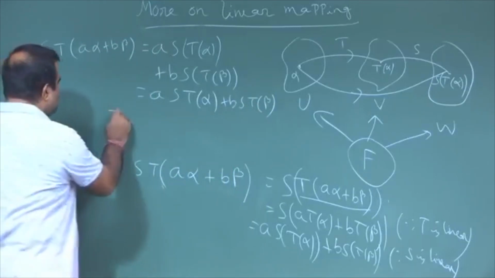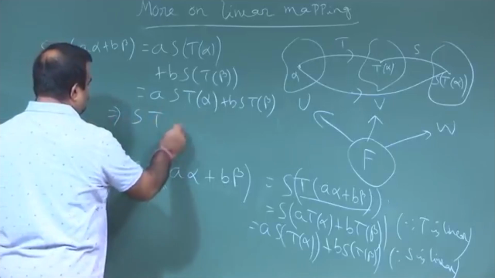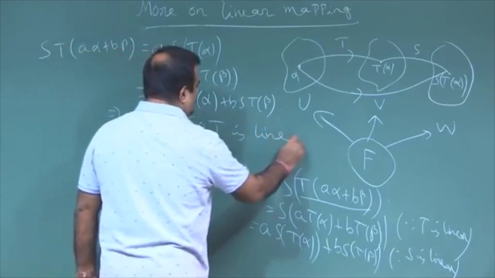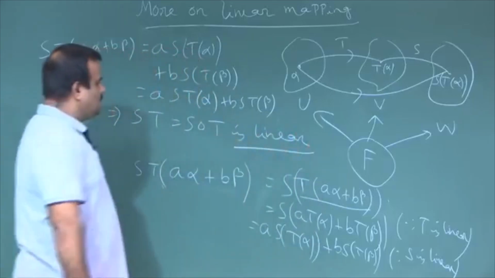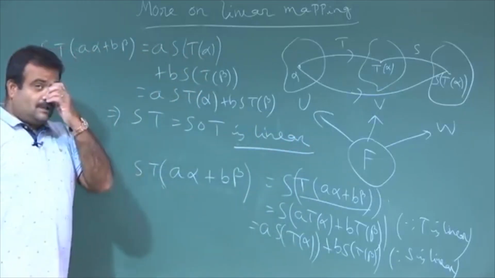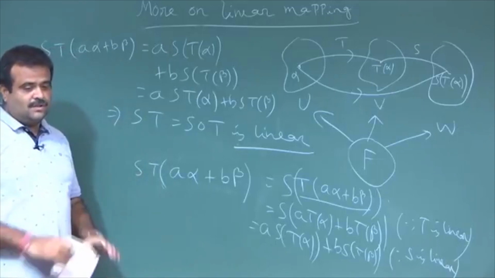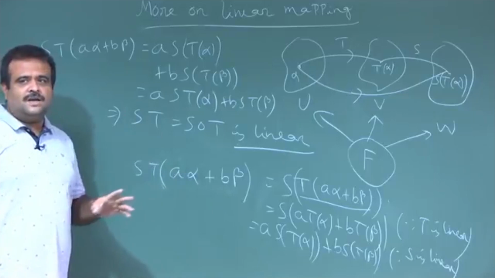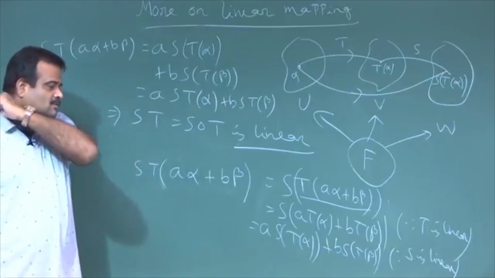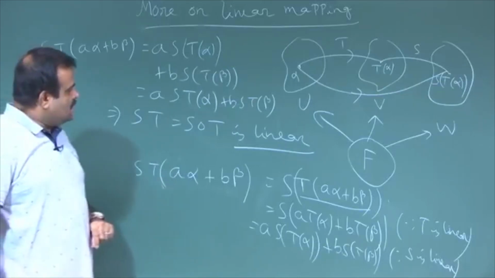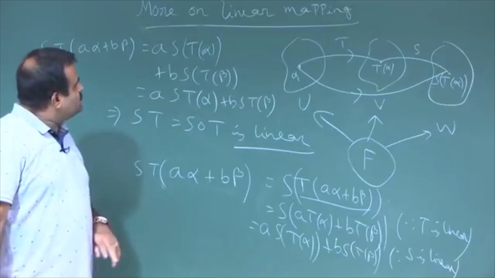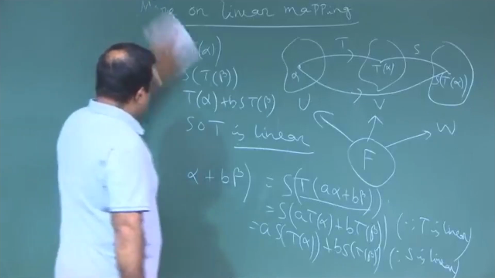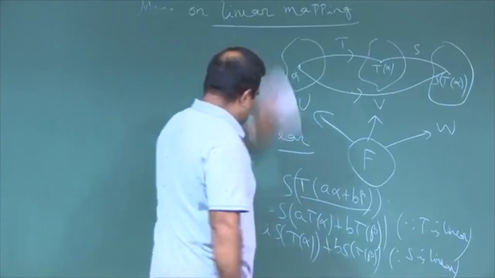So, this implies S T, which is basically S compose T, is a linear mapping. So, this is the proof of linearity of this composition. So, if S and T are both linear, then the composition function is also a linear function. Okay, now we will define the inverse of a transformation.